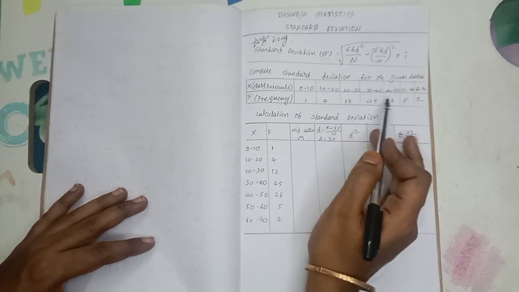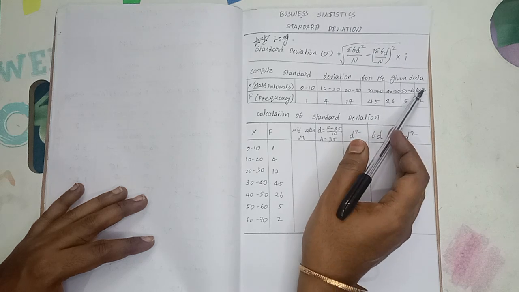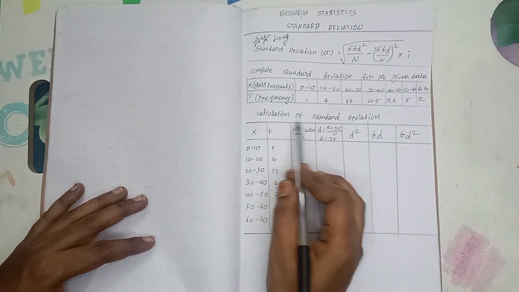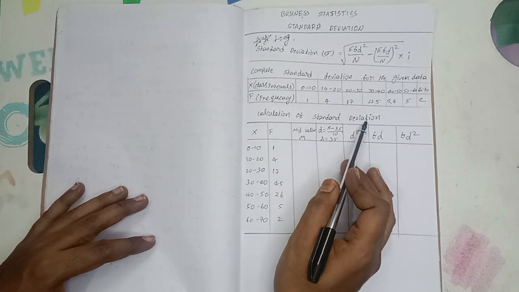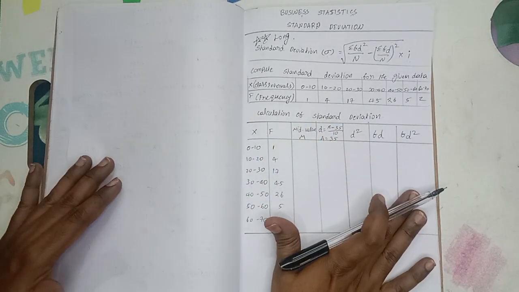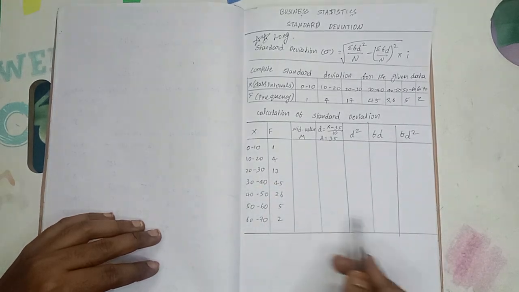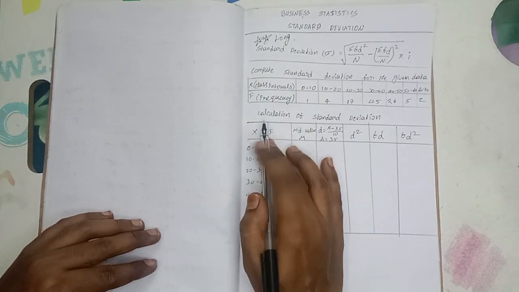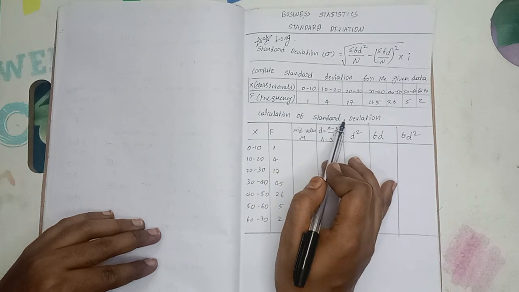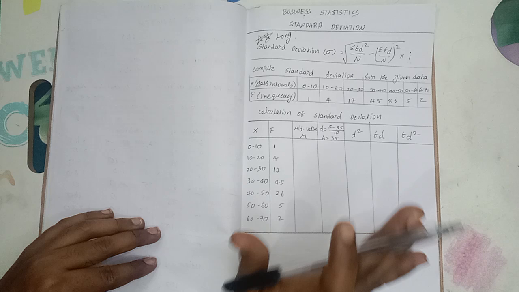Here, in a continuous series, they will give a question like this: compute the standard deviation for the given data. So now, in the solution, we are going to calculate the standard deviation. Each and everything you have to mention like this in the problem. You have to neatly use a scale and pencil, and write down the heading. For all this you may get 2 marks.